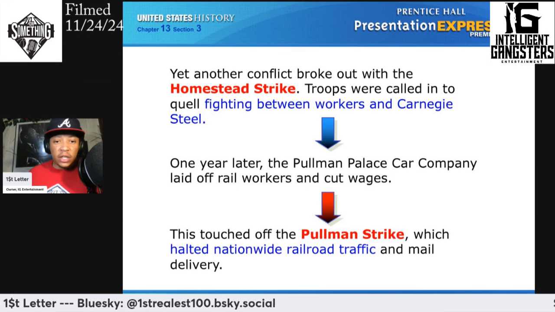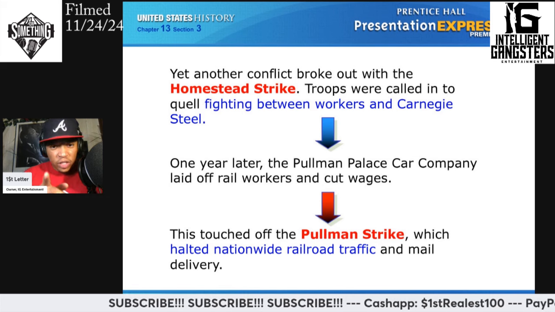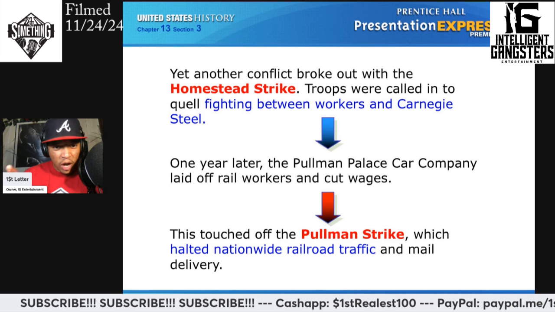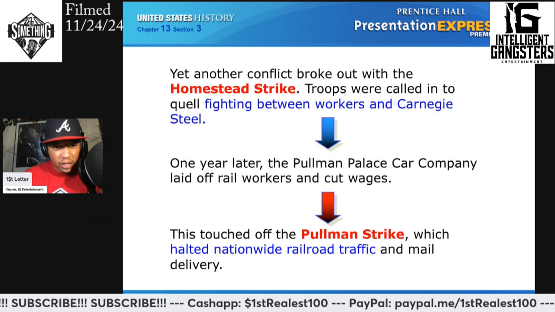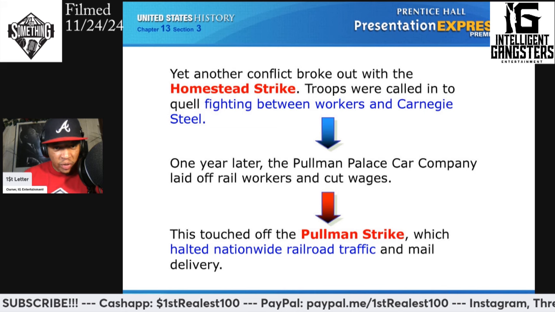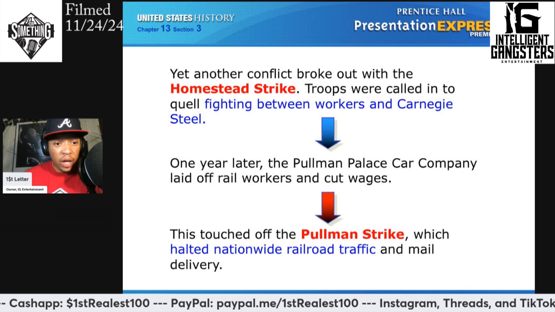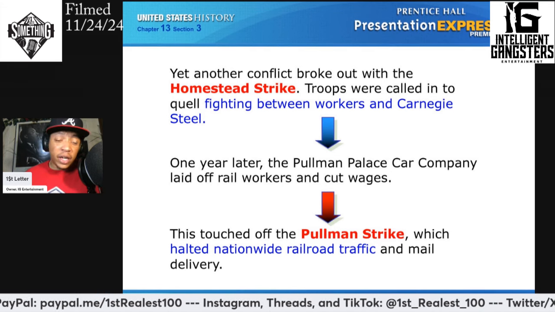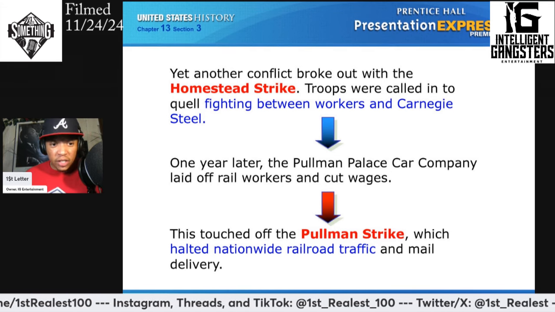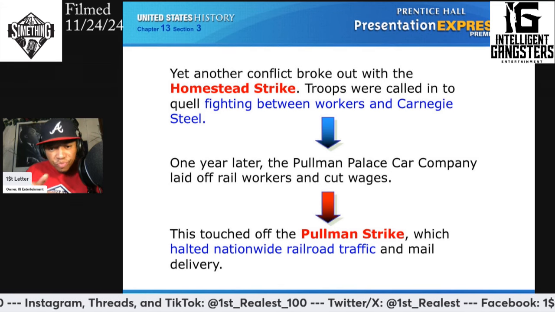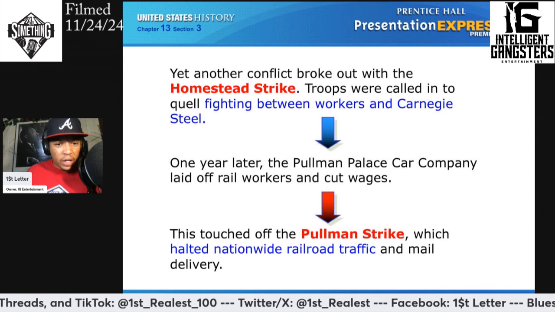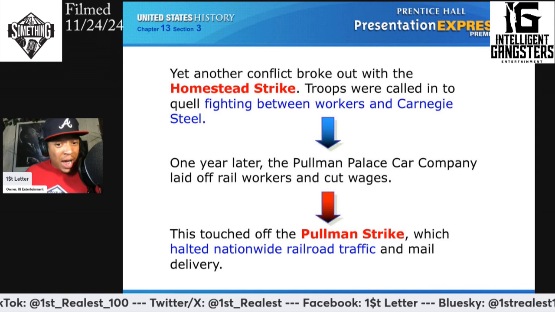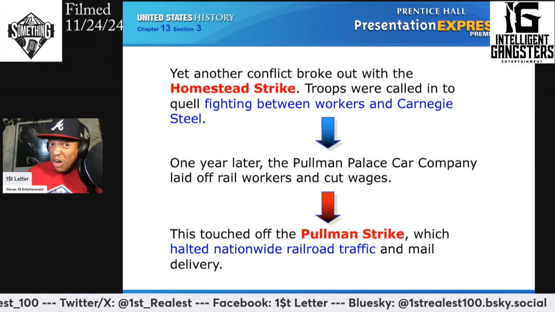All right, now, first of all, let's look at the Homestead strike. But I want you to pay attention. You see, again, troops were called in to stop the fight. And y'all know goddamn well Carnegie ain't go to jail either. Because that shit was violent, Jack. Motherfucker got killed behind this. I'm gonna show y'all. Take a look at this one. The Pullman strike. Halting nationwide railroad traffic and mail delivery?